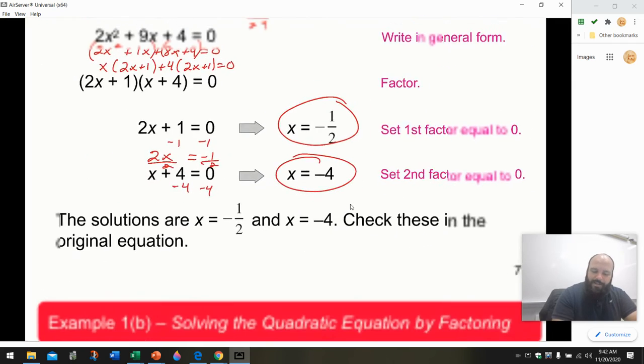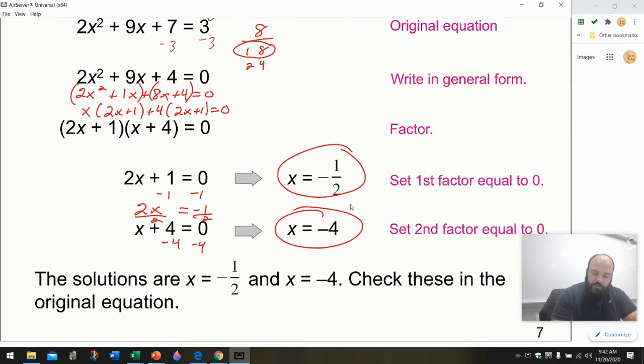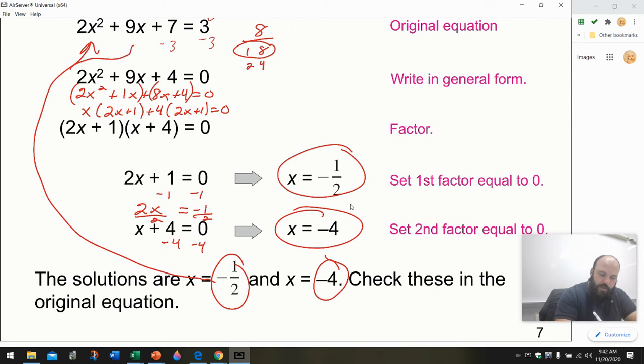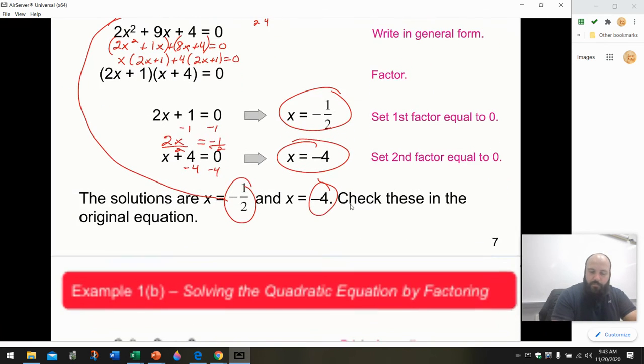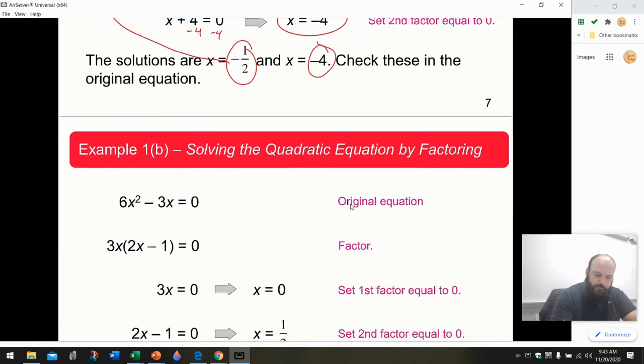And so if you wanted to check that these were the solutions, you could take each one of these x values and you could plug them back into the original equation where x is, and you should get that equation equal to 3, as you see over here. I'm not going to do that, but that's how you would check it.